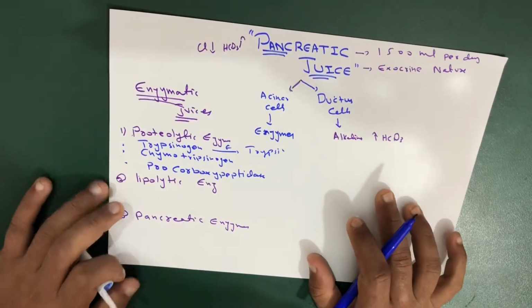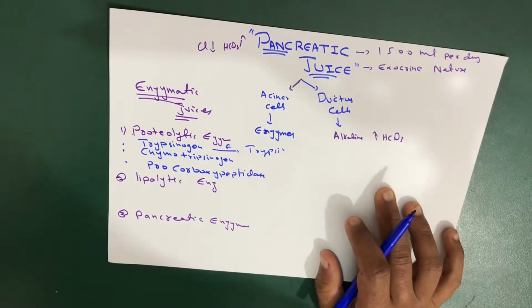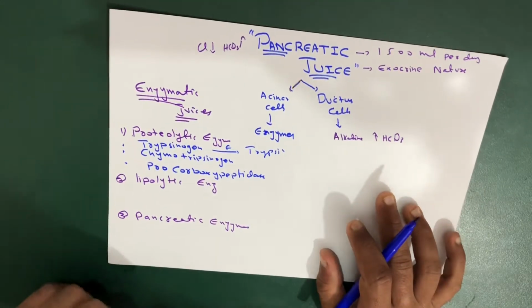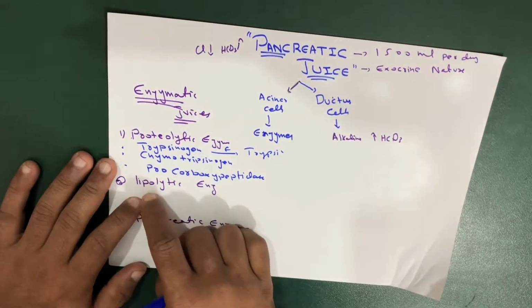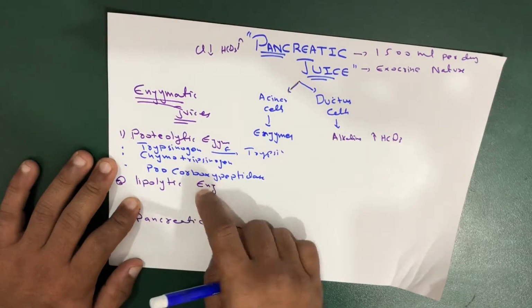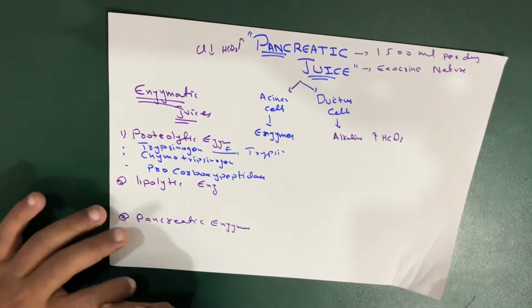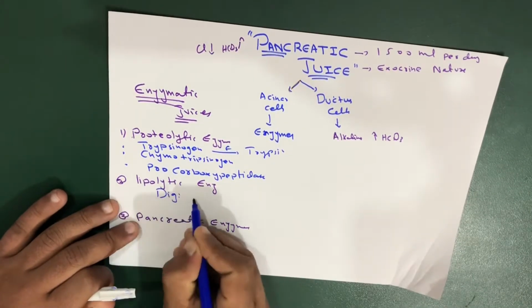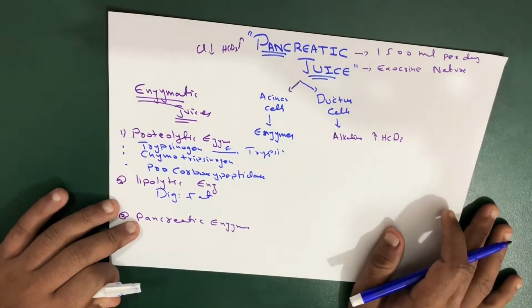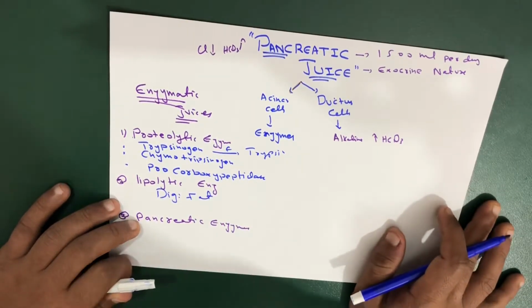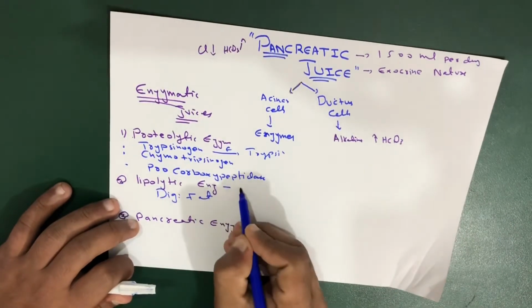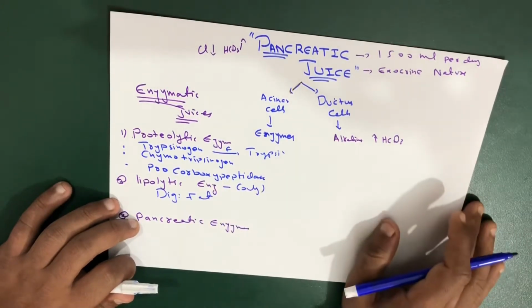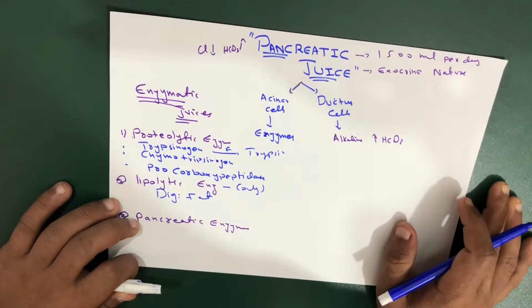Now let's talk about the lipolytic enzymes. In the case of pancreatic lipase, it is the most important enzyme for digestion of fats in the entire GIT. It converts dietary triglycerides to monoglycerides and fatty acids, and it is the only fat digesting enzyme. Its deficiency leads to impaired fat digestion in some clinical cases.